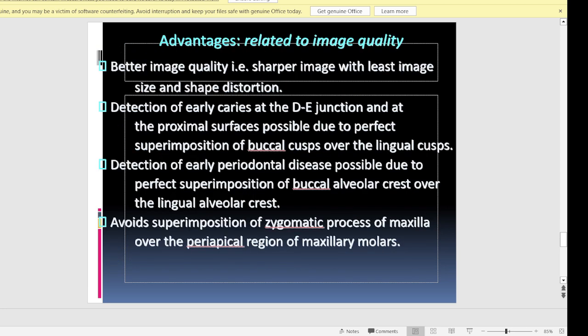Advantages of the paralleling cone technique: better image quality is obtained, a sharper image with least image size and shape distortion. Detection of early caries at the DEJ junction. It also provides better access. Detection of early periodontal disease is possible due to perfect superimposition of the buccal alveolar crest over the lingual alveolar crest, and this technique avoids the superimposition of the zygomatic process of the maxilla over the periapical region of the maxillary molar.